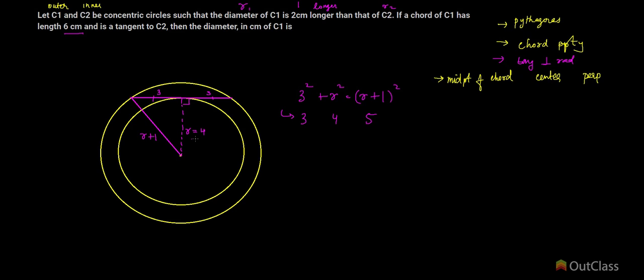So we have a 4 here. We have a 5 here. They want the diameter of the outer circle. Radius of the outer circle is 5, so the diameter is 10.